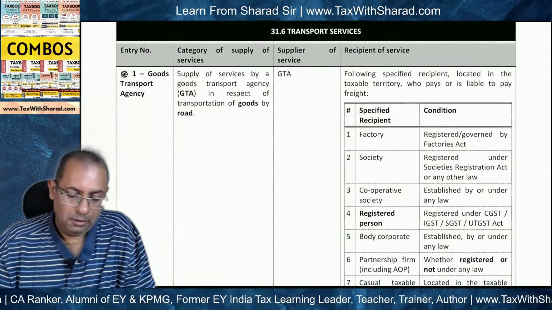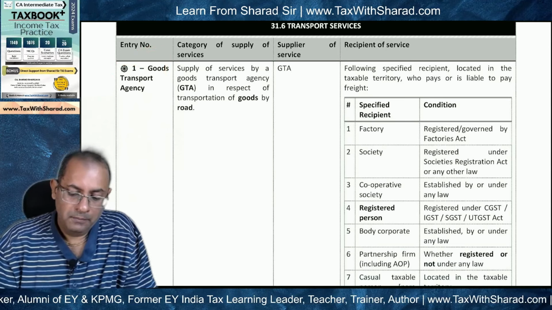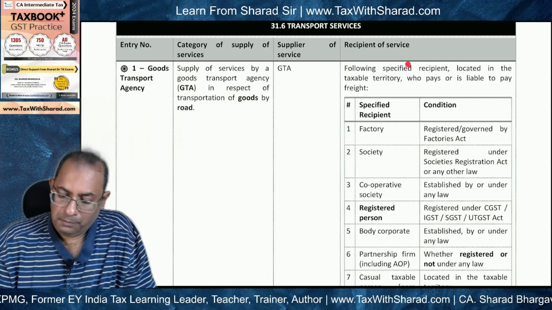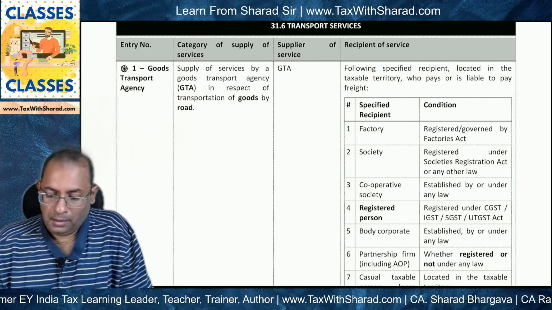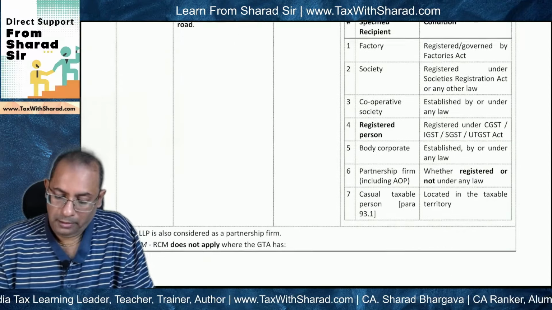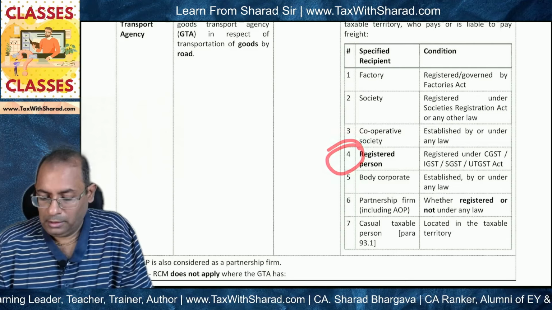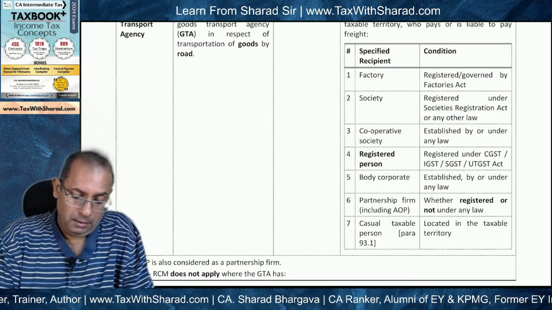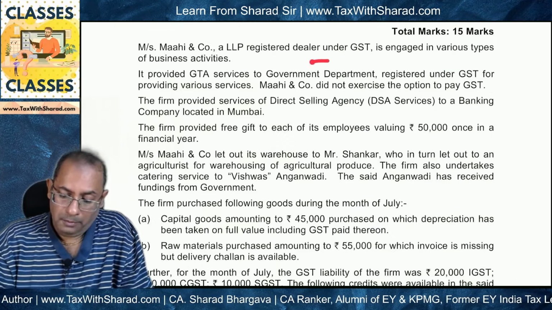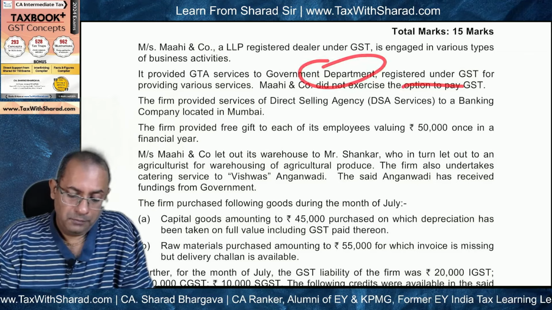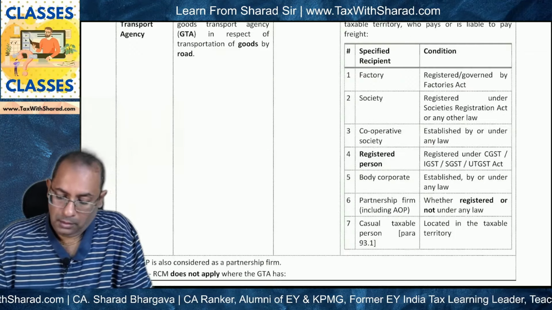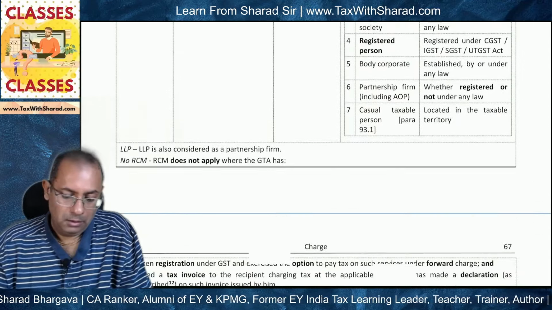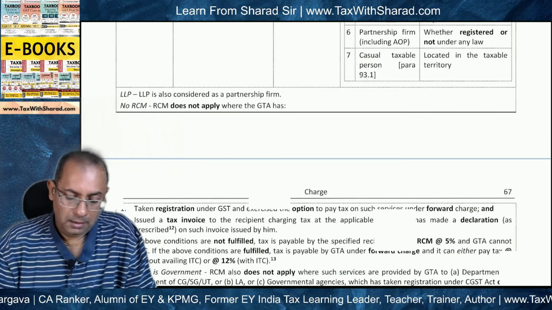this is the chapter on reverse charge and GTA services. Supply of services by a GTA to a specified recipient is covered under the RCM mechanism, and the specified recipient includes number 4 also, a registered person, registered under GST. And in our question it says that the government department is registered under GST. So this condition is fulfilled. Okay, so apparently it appears that RCM provisions will apply and the government will need to pay tax under RCM.